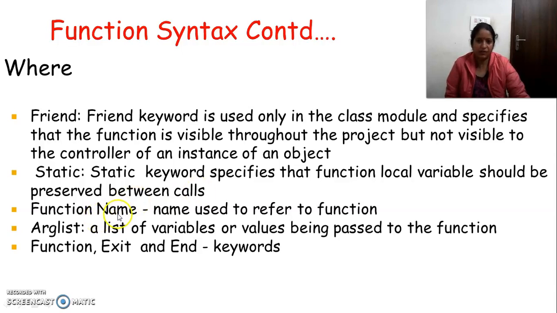After that, the name of the function, the name used to refer to the function, follows all the rules for naming a function that you follow while naming a variable. After that, argument list, a list of variables or values being passed to the function separated by commas. Function, exit and end, these are the keywords. The exit keyword is used for premature exit from the function. It means it tells the compiler to stop the function immediately and the control is transferred outside.